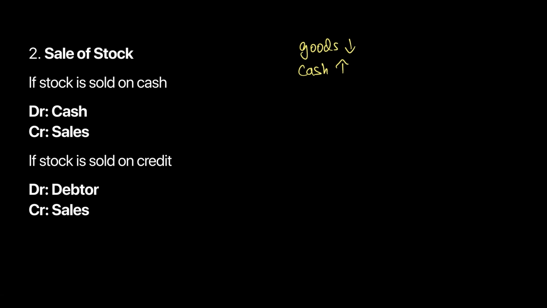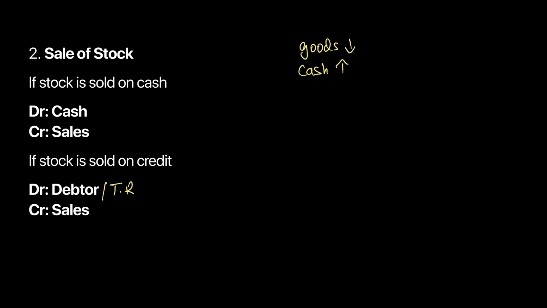And what would happen if we sold these goods on credit? In this case, sales should be credit because your goods are going down. But in this case, you are not getting the cash. Instead, you are selling on credit, which means your customer owes you. So now we can create an asset called debtor, or as we call it, trade receivable. So trade receivable should be debit because this asset is increasing. In the earlier case, we got our cash, so I could write cash debit. In this case, I did not get the money, but I created an asset called trade receivable. So I can say trade receivable should be debit, sales should be credit.